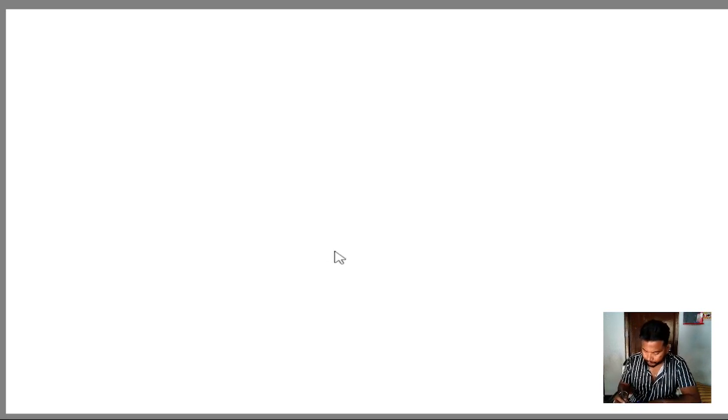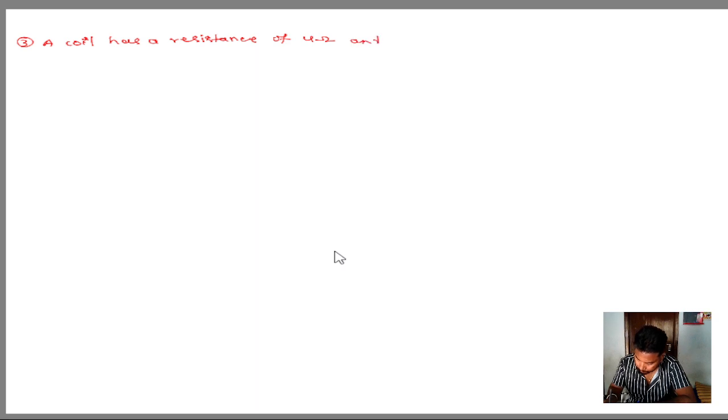The problem is problem number 3. A coil has a resistance of 4 ohms and an inductance of 9.55 millihenries. Full stop.